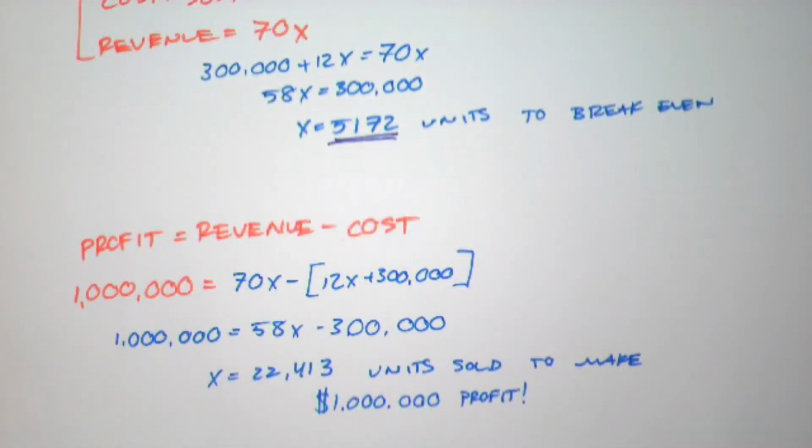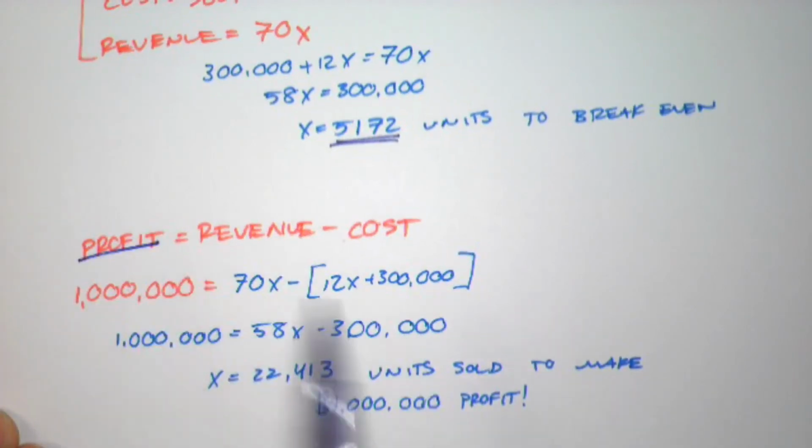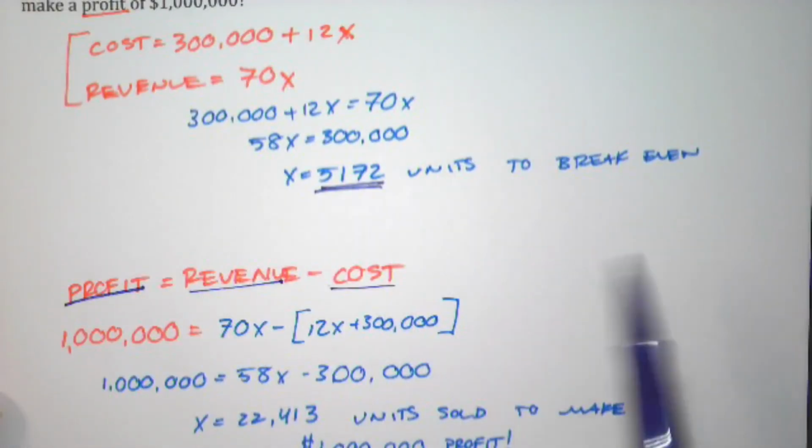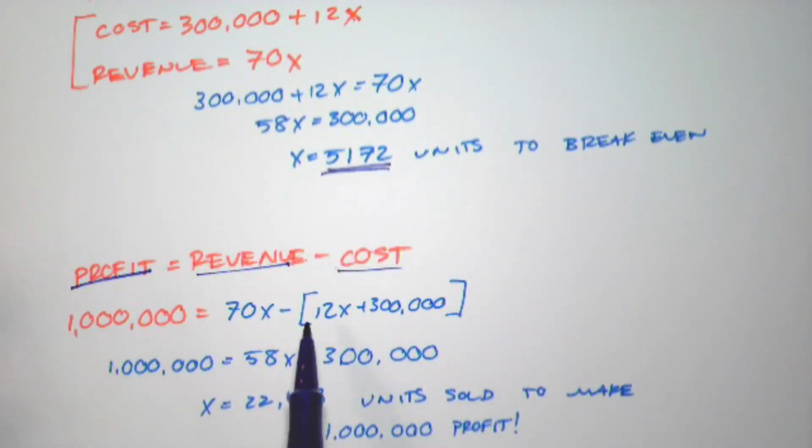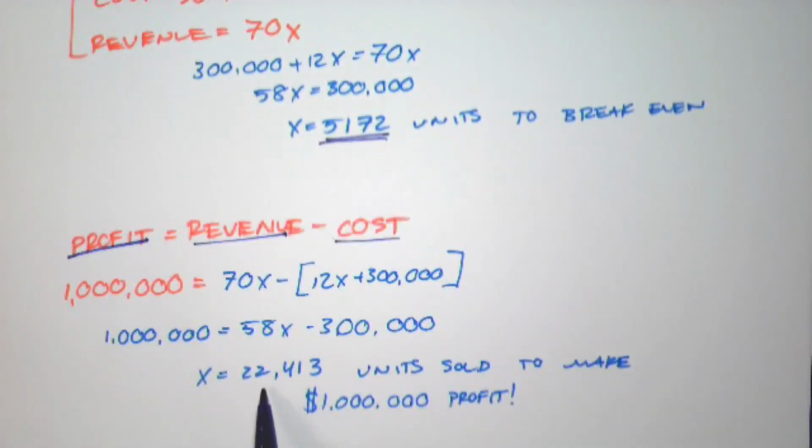For example, when it comes down to finding the profit, we wanted the profit to be $1 million. Well, it's just the revenue, so our 70x, minus our cost, that 300,000 plus 12x. And then again, it's not too bad, right? You're just solving that equation. You're going to distribute that negative. You're going to get $1 million equals 58x minus 300,000, and you'll eventually solve for x. In this case, a little over 22,000 units made and sold is when you're going to hit that $1 million profit mark.